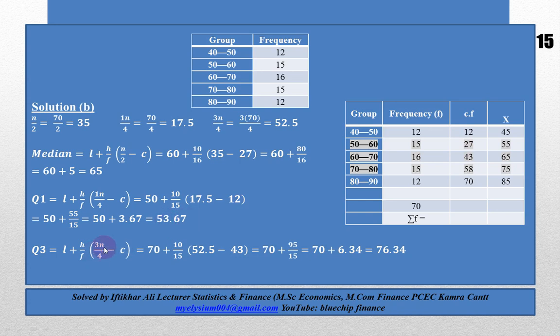Similarly, 3n by 4 is equal to 52.5, which falls in the cumulative frequency of 58. So the model class will be here. So 70 is L, plus h is the difference of x values, so 10, divided by f which is 15, and 3n by 4 is 52.5, and the cumulative frequency prior to the model class is 43. So the answer is 76.34.